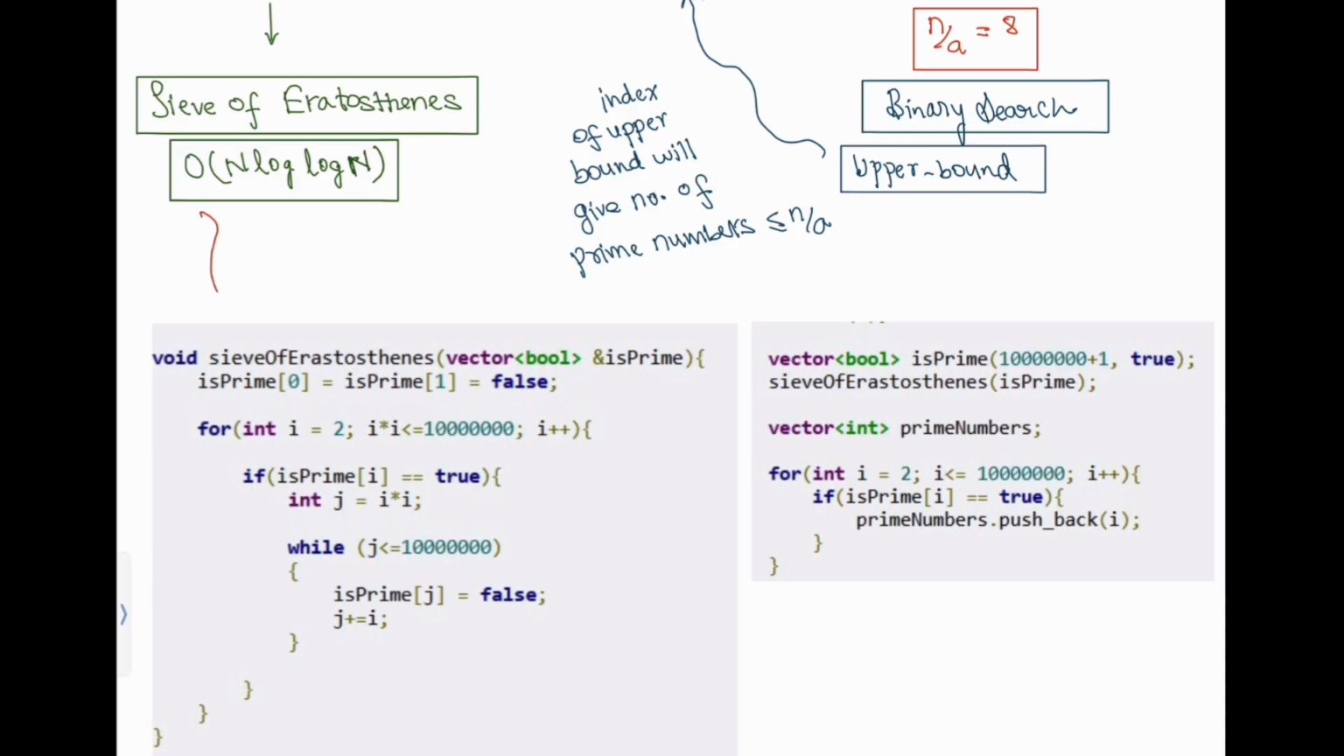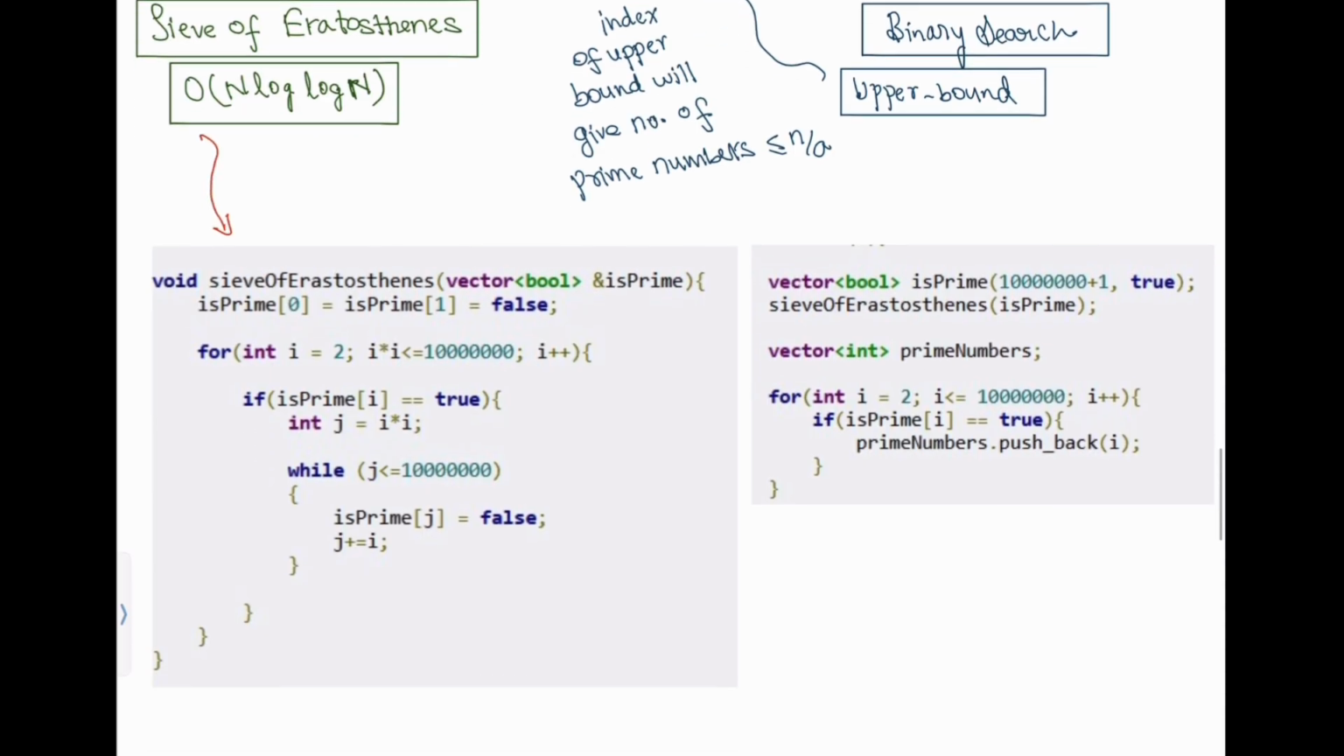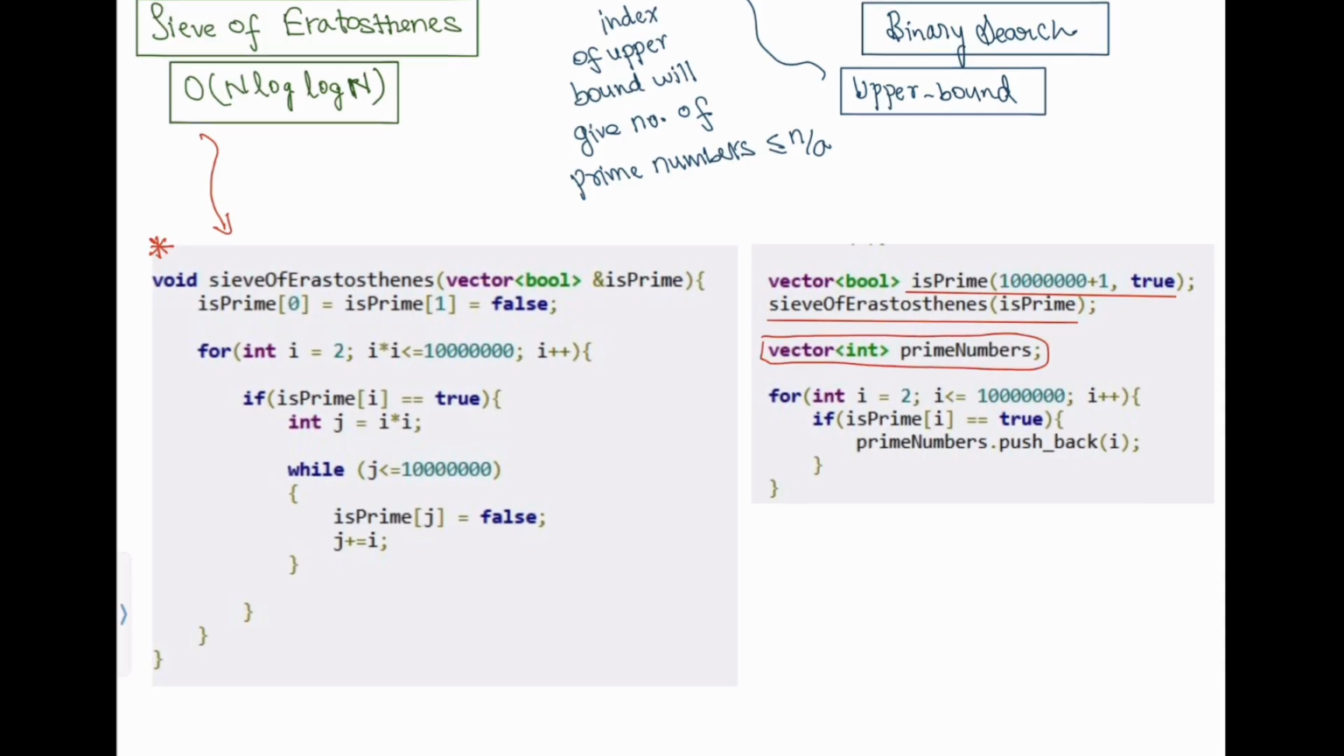So this is the code implementation of this algorithm. You can look this up. It's a very important algorithm to find prime numbers efficiently. And then we create this vector is prime. This is the vector that gets populated using the sieve of Eratosthenes. And then we create a new vector called the prime numbers. And here we store all our prime numbers from 2 to 10 raised to the power of 7.